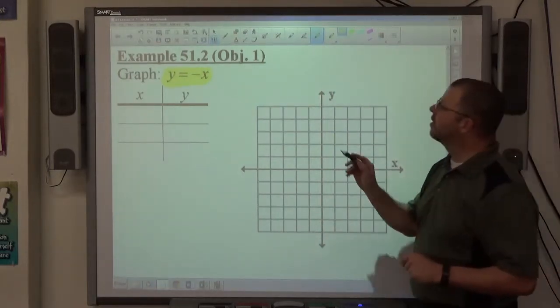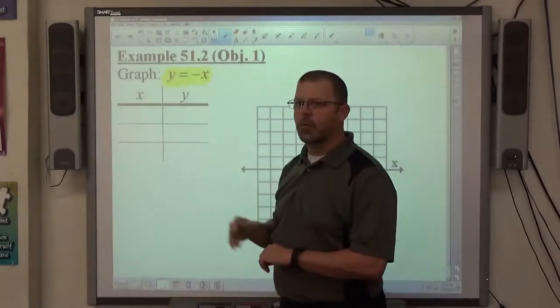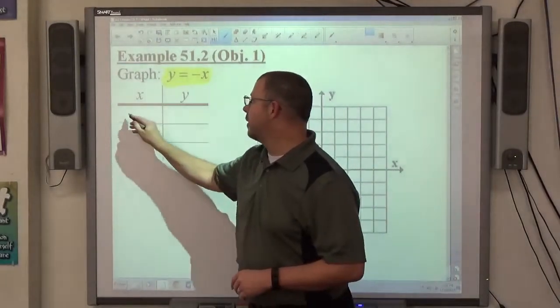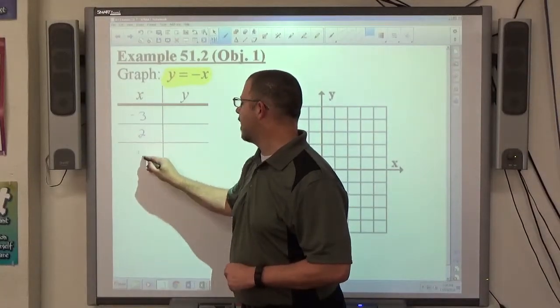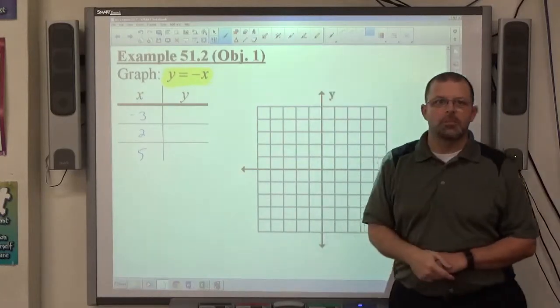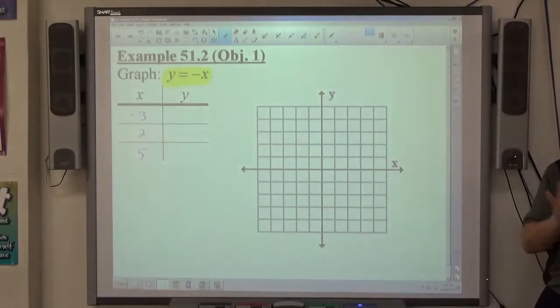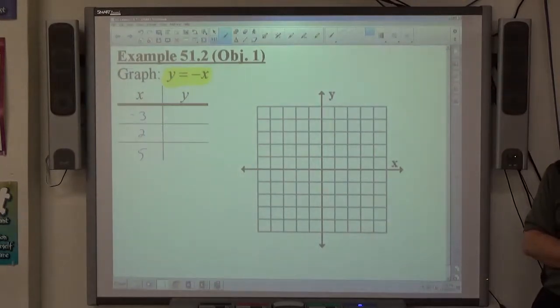Okay? As soon as I see it's going to be a slanted line, right now the chart's the way we want to do it. I pick three numbers. I'm going to pick negative 3, 2, and 5. Nothing magical about those, I just picked a few numbers. If you pick different numbers than that, keep the numbers you picked. You can do the same thing I'm going to do to my numbers.